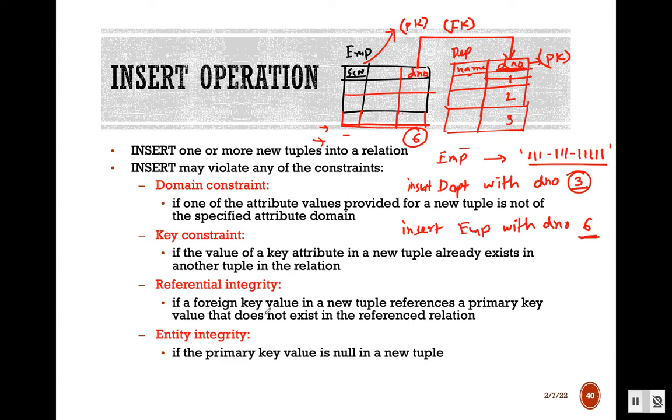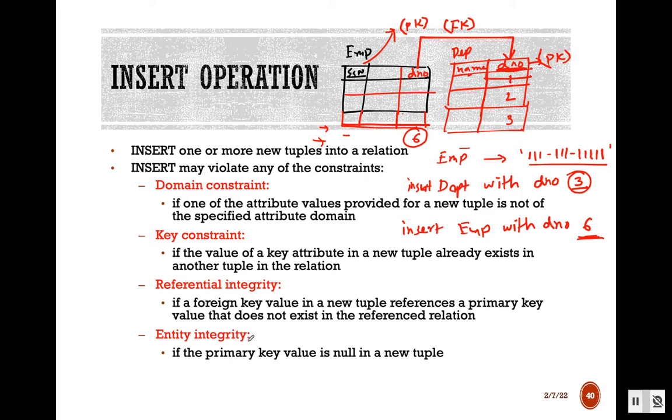So remember how to easily find whether that's a violation. Look at the foreign key value, and if it is referencing a primary key value that doesn't exist in the referenced relation, that means it's violating the referential integrity constraint.